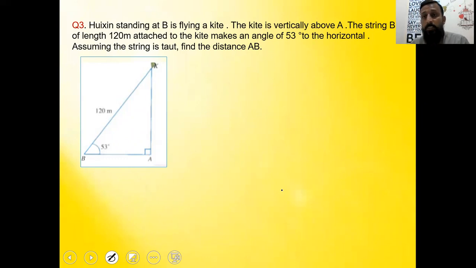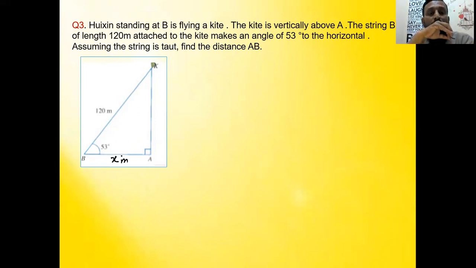String is taut means the wire is taut. When it is taut, when it is in stretch mode, it makes a straight line. Find the distance AB. Find horizontal distance AB. This is what they are asking us. So let's suppose the horizontal distance AB be x meters.